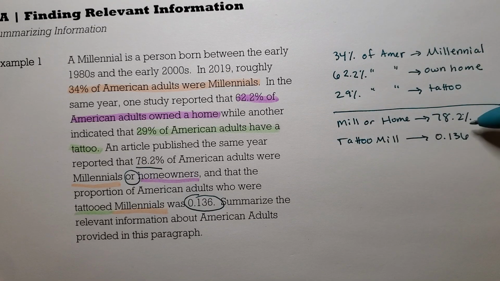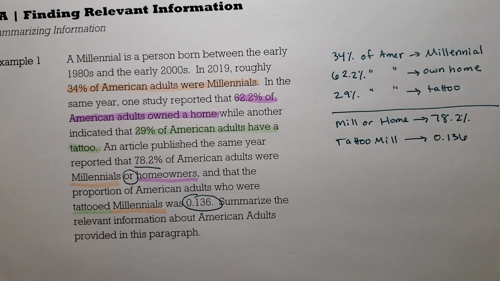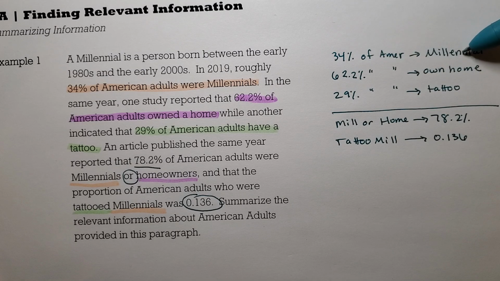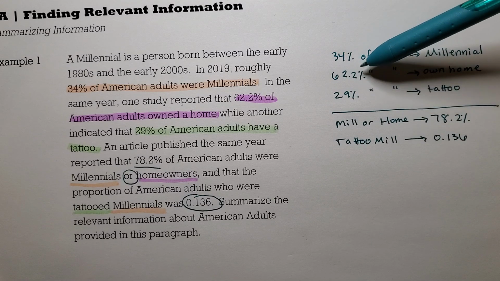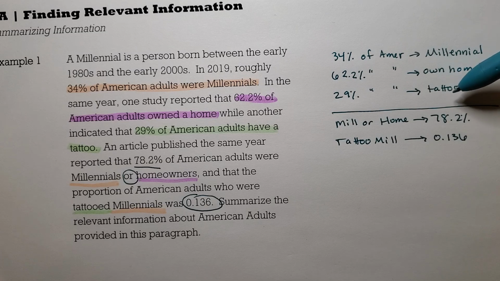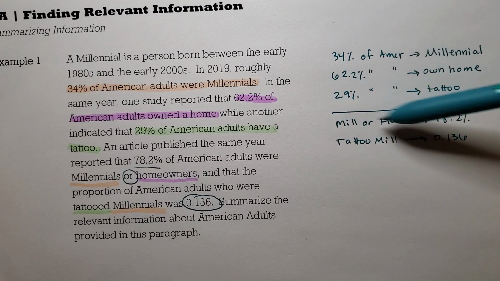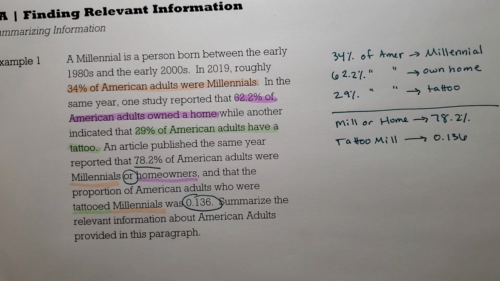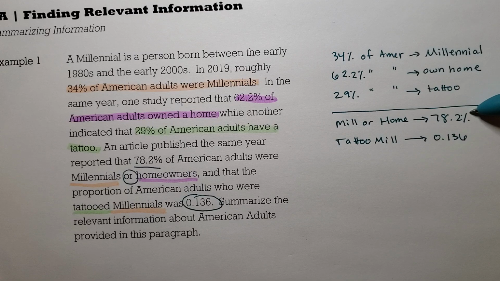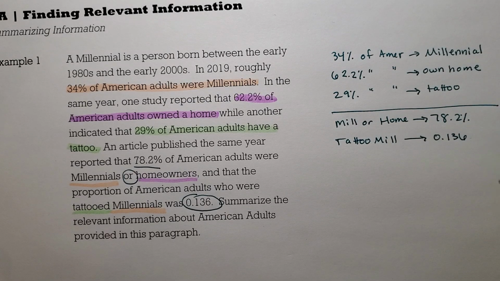On the top of this line, I have that single percentage information. So I've got 34% of Americans are millennial, 62.2% own a home, and 29% are tattooed. And then underneath that line, I have some combined information. So we've got millennial or homeowner, we've got that percentage, and then tattooed millennials, we have that percentage here.